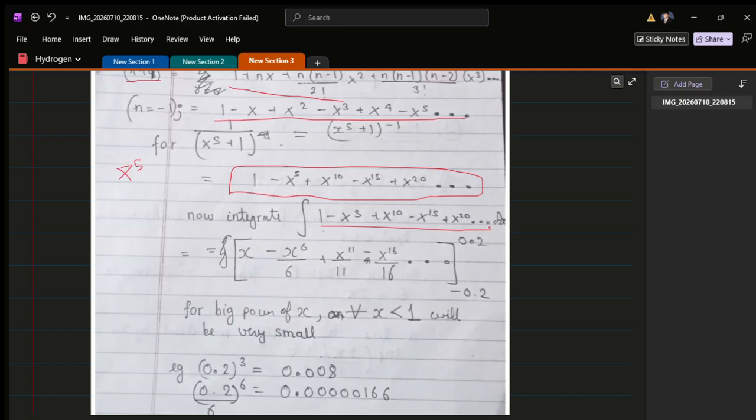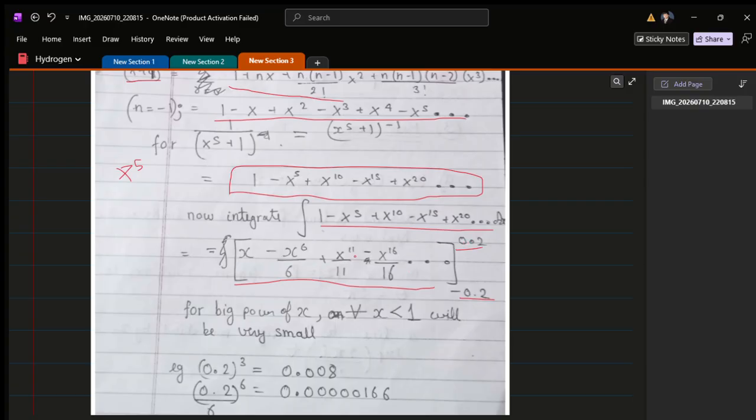We can integrate this. We can distribute the integral and we can just apply the formula x raised to the power plus 1 divided by the plus 1 part, x power 5 plus 1, that's 6, x raised to the power 6 by 6, x raised to the power 11 by 11, 16 by 16, 21 by 21. We will get this, and x raised to the power 0 plus 1, that's 1, x raised to the power 1 by 1, that's just x, from minus 0.2 to 0.2.